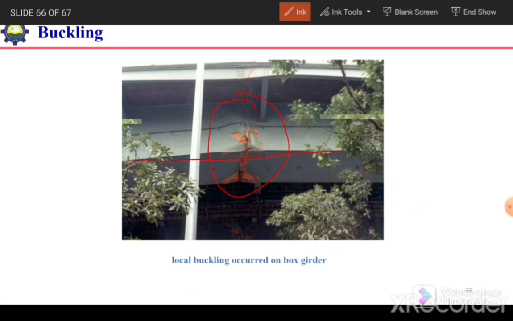Instead of the complete beam, a small portion of this section has buckled. It has bent in the lateral direction. Such type of bending or buckling is termed local buckling.